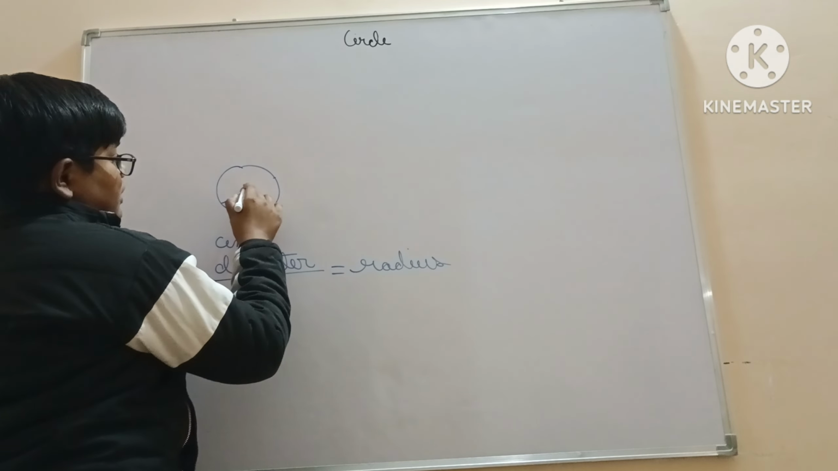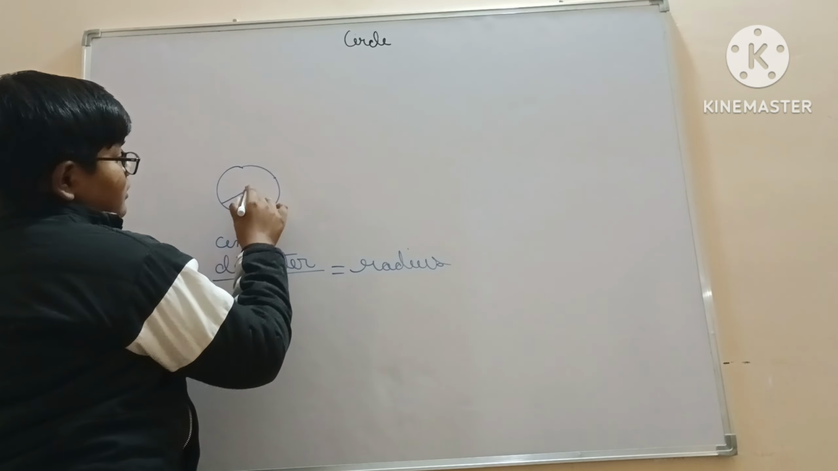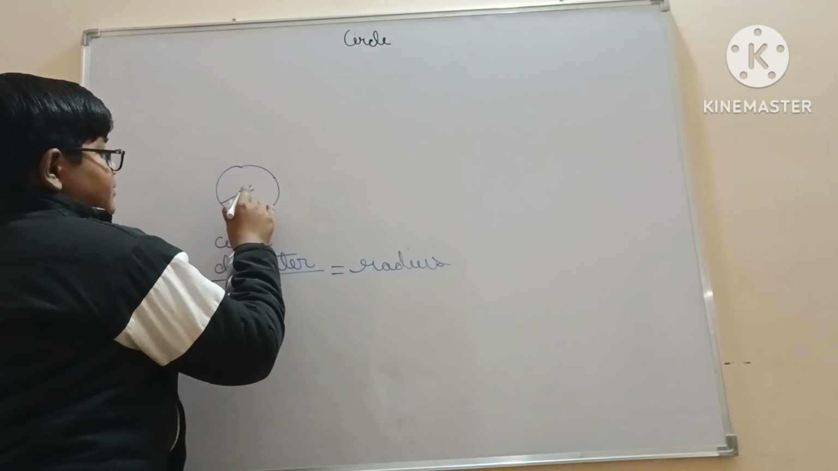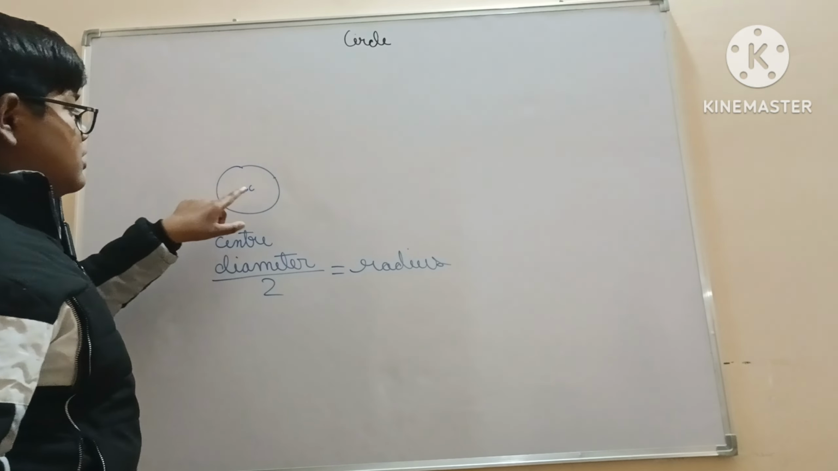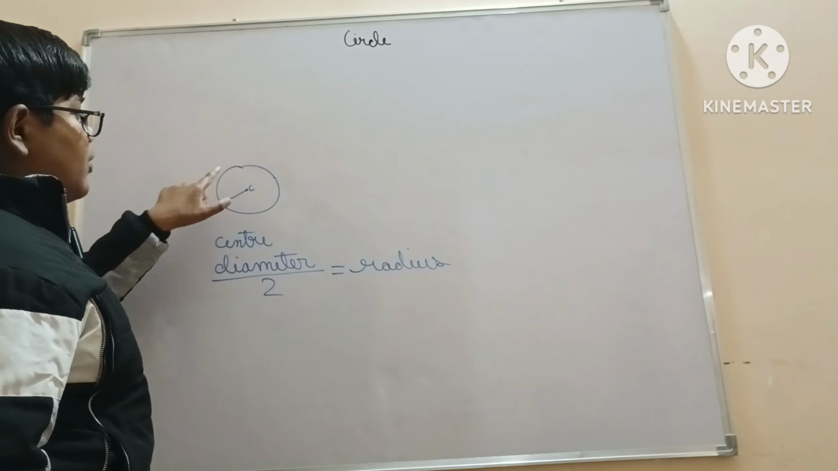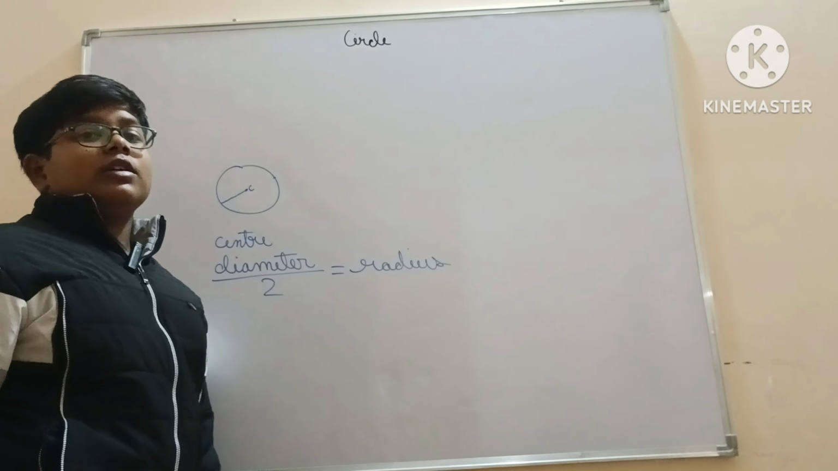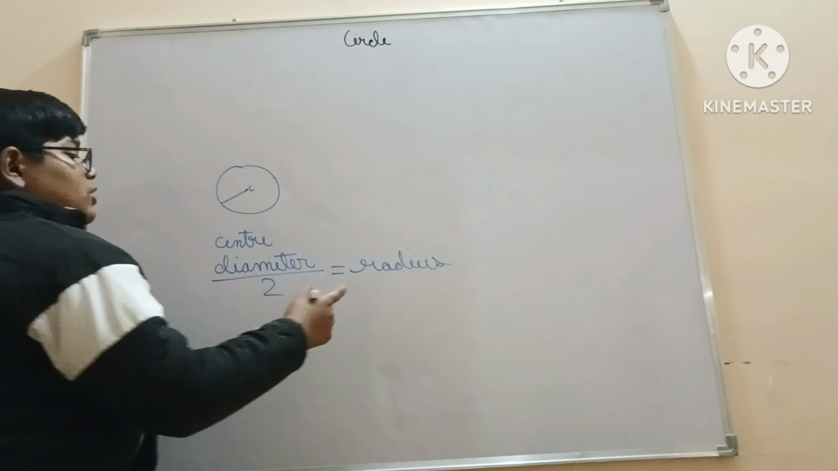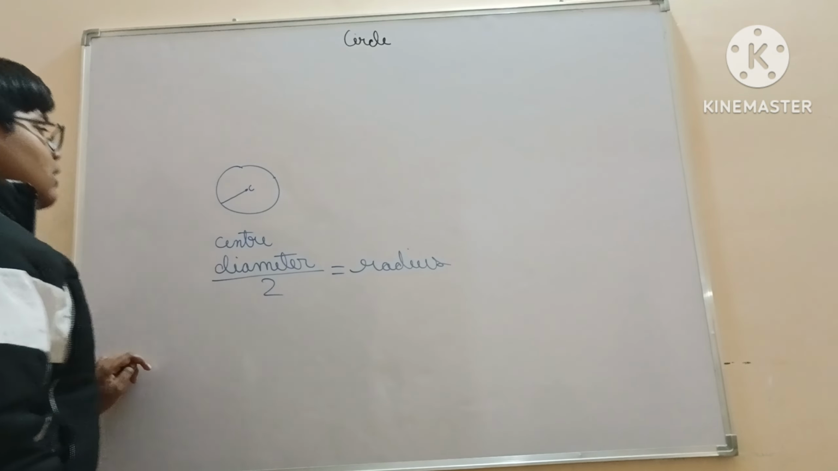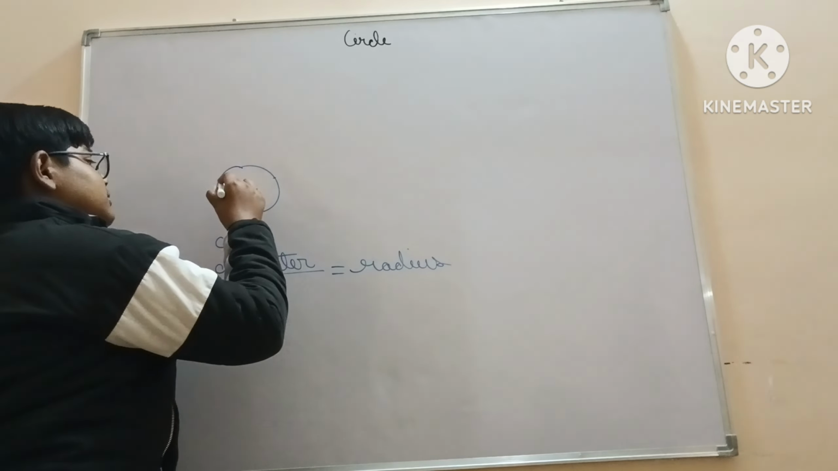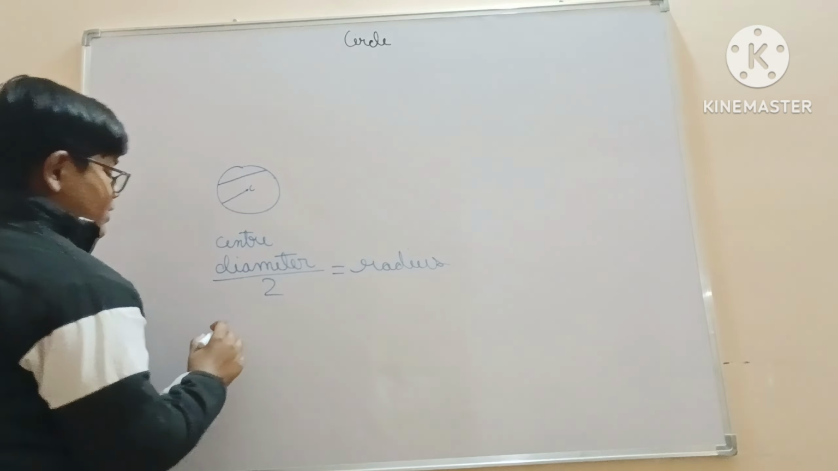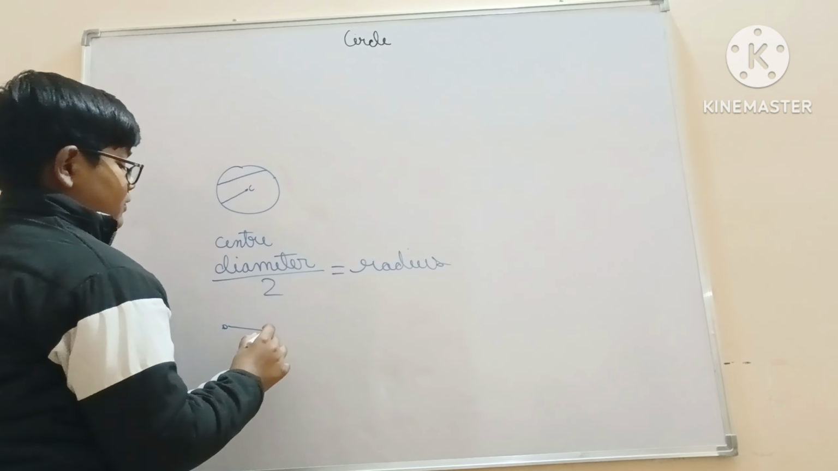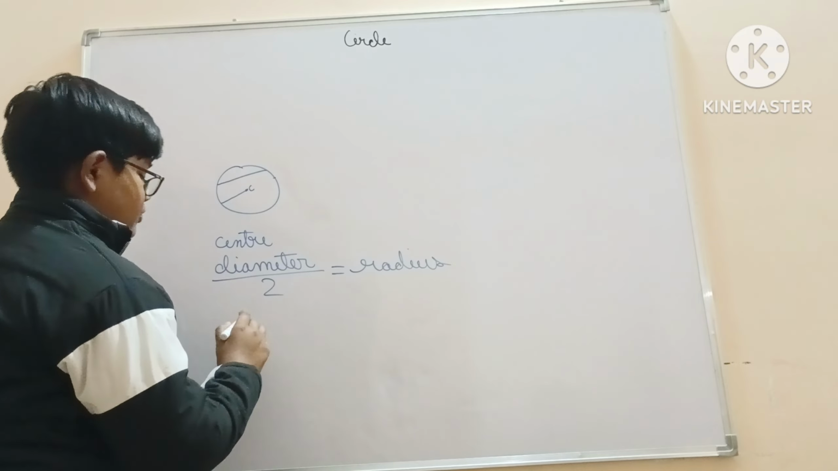This is the center, the center C. The line originating from the center to any point on the circle, touching the boundary of the circle, is known as the radius. Now the third point: the line drawn from one end of the circle to another end of the circle is said to be a chord.